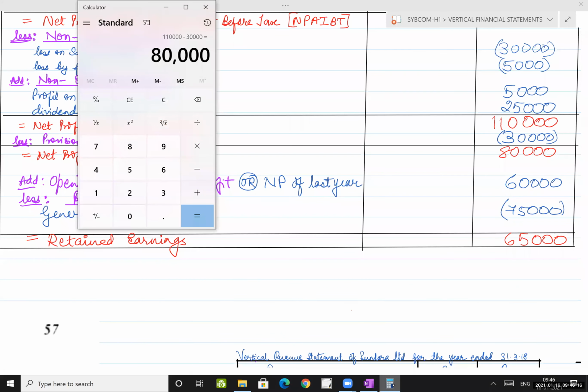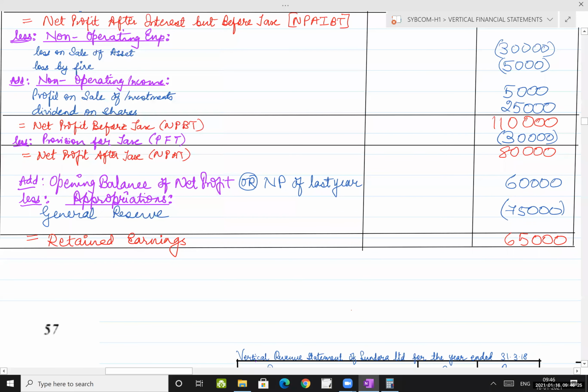Okay, so 80,000 plus 60,000 opening balance of last year minus money kept aside. So 65,000 is my retained earnings. मतलब जो बच गया. What do you mean by retained? जो बच गया. Earnings मतलब income, profit. So my retained earnings are 65,000.